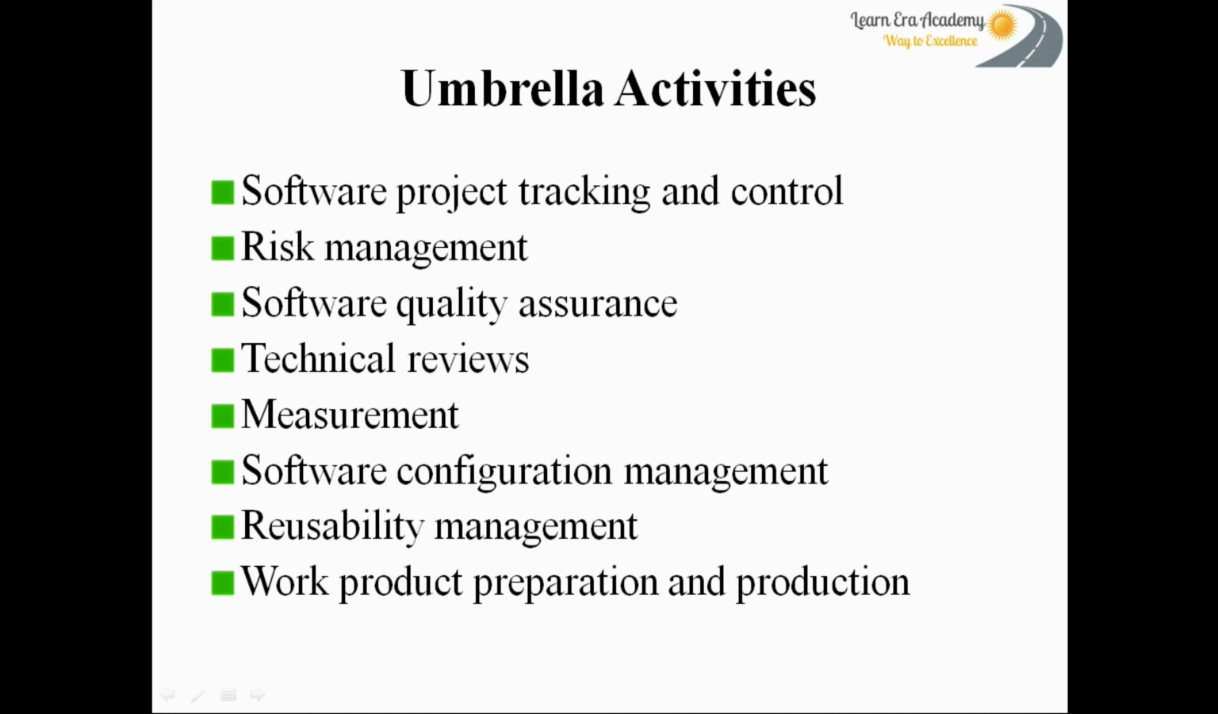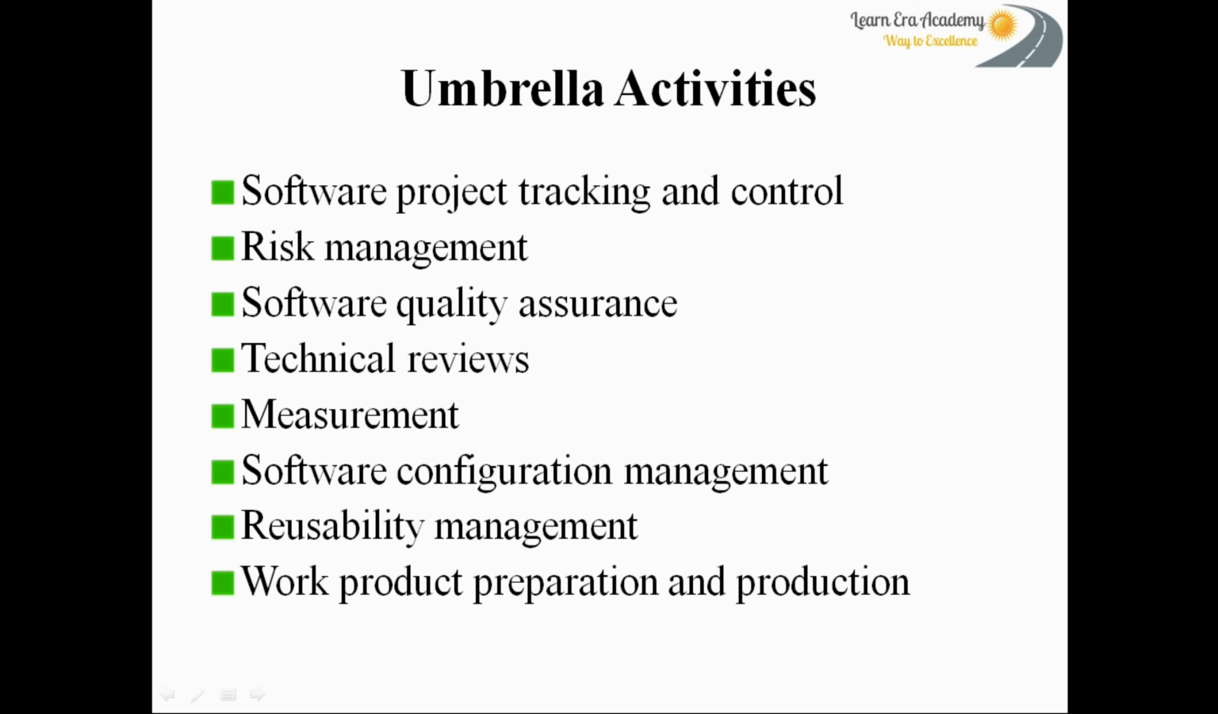In general, umbrella activities are applied throughout a software project and help the software team to manage and control progress, quality, change and risk. Some of the umbrella activities are software project tracking and control, risk management, software quality assurance, technical reviews, measurement, software configuration management, reusability management, work product preparation and production. Now we will see one by one.